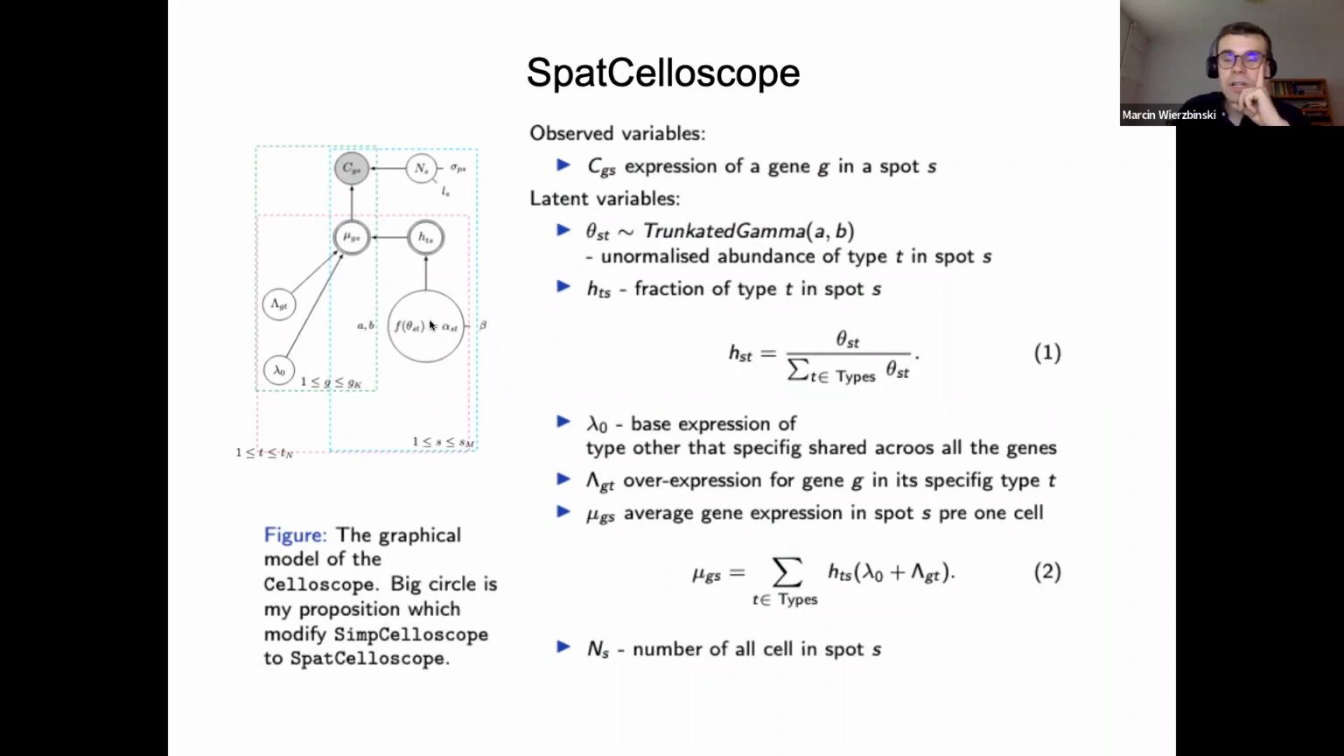Okay, and in my modification it's important to see this big circle, because we have the specific function f, which transforms our random variables theta st into alpha st. So we have one important mapping between theta st and alpha st. The truncated gamma is extremely useful in this sense, because we have the boundary support of this variable. We just transform this variable into another one, which also has a boundary support.